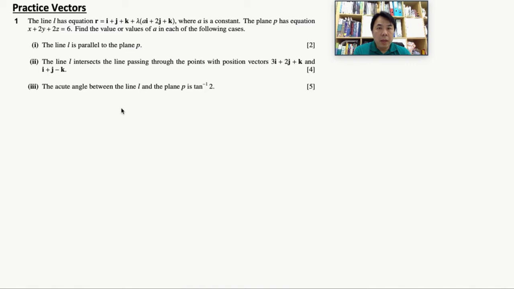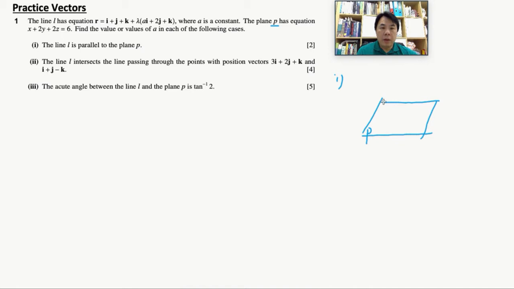For any vector problem, if we can sketch out a diagram to represent the graphical representation of the line and the plane, that will be helpful to our analysis. So let's try it out for number 1. We have a plane here. You can call the plane any name you like, but in this case they have already given the name, plane P.